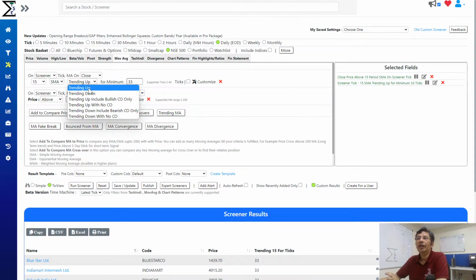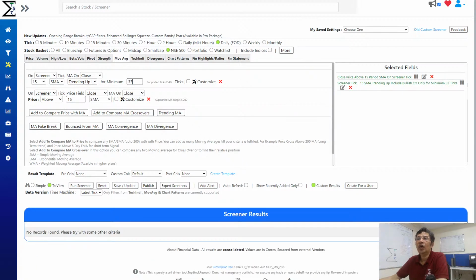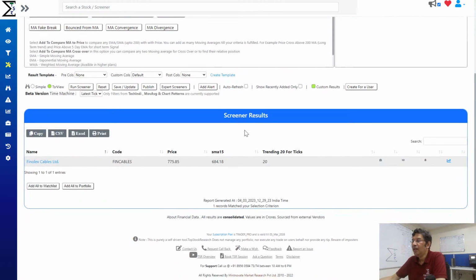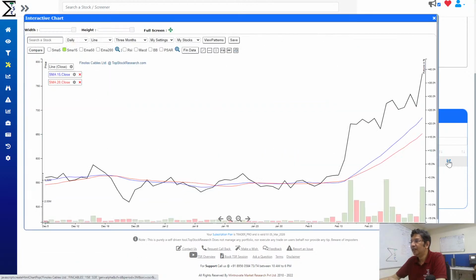So this is trending up. Then, trending up including bullish crossovers only. If you were to do this one, there are other variations of it. Okay, there's no stock. Maybe let's reduce the time. No stocks. Let's change it to maybe a 20 moving average. So what we have done is, first was pure trending up. Then it includes bullish crossover only in the trending up. When you look at this, you'll see that there's no bearish crossover.